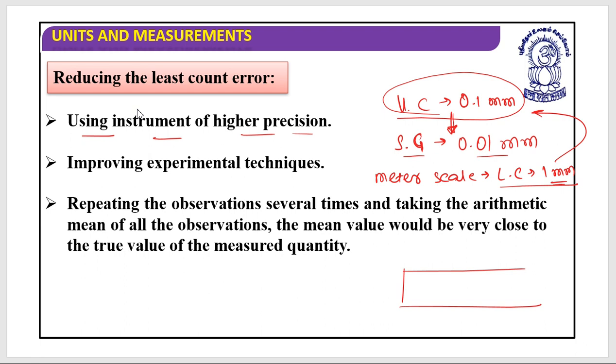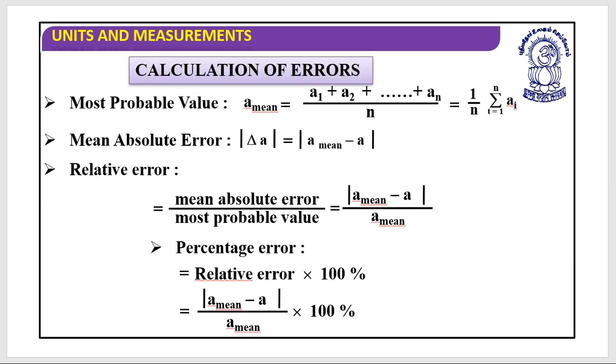And the second is improving the experimenting technique. And the last but not the least, and very important, you need to take many observations and take an average value of them. While taking an average, you move very near to the true quantity. So now we know what the errors are, why they arise, and how we can reduce them. Now let's move to the calculation of errors.